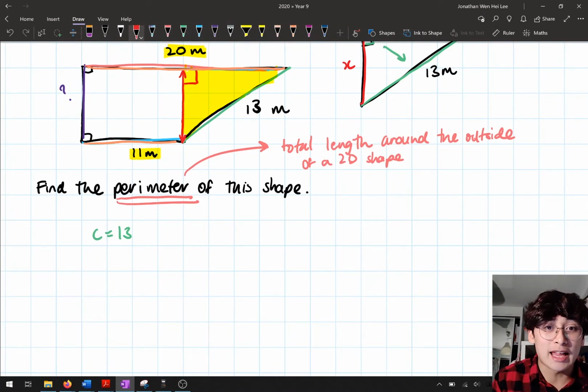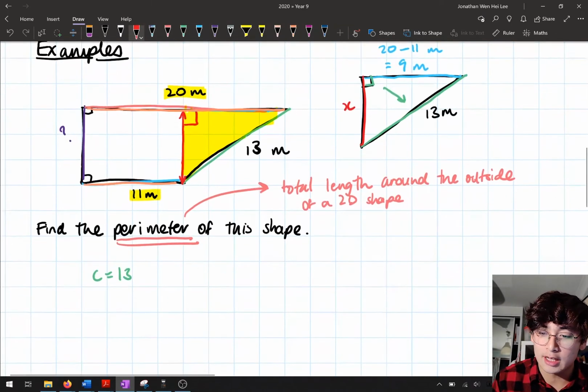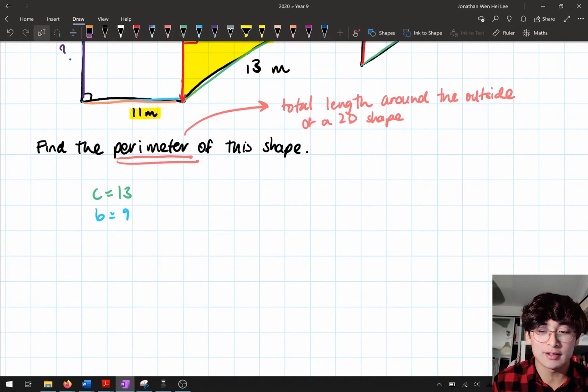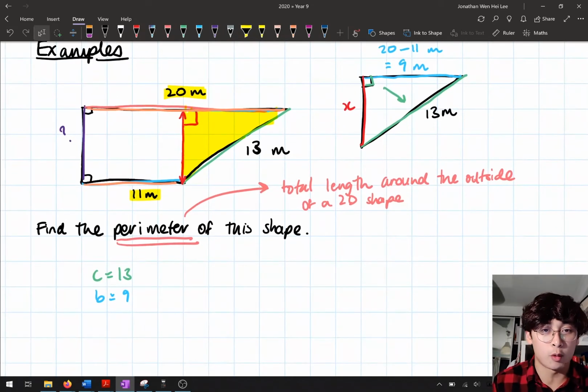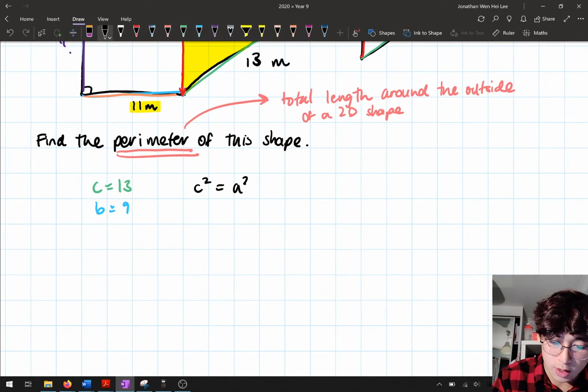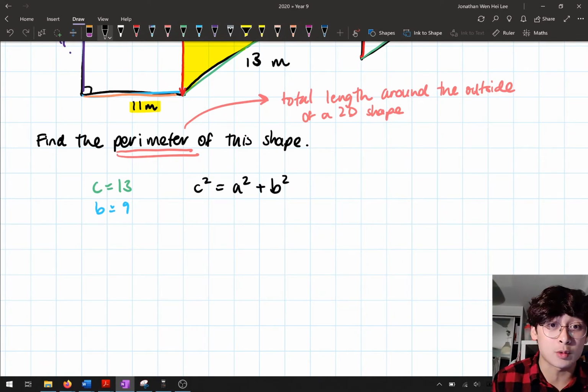My missing side X is one of the shorter sides, and my other side is 9, so I'm going to label B is equal to 9. Let's write Pythagoras' theorem to find this missing red side first before we can do anything. Here we go: C squared is equal to A squared plus B squared.